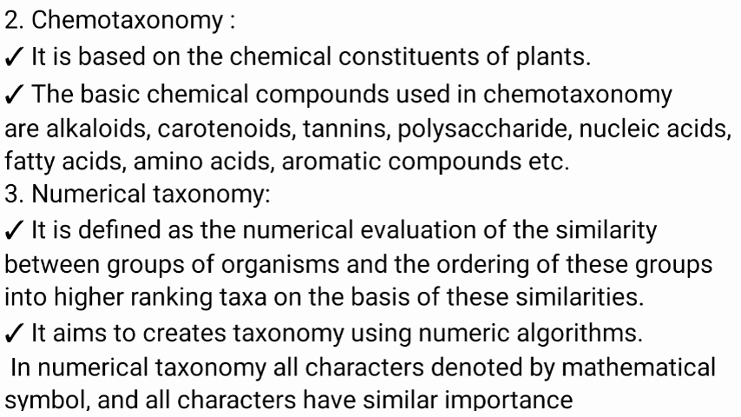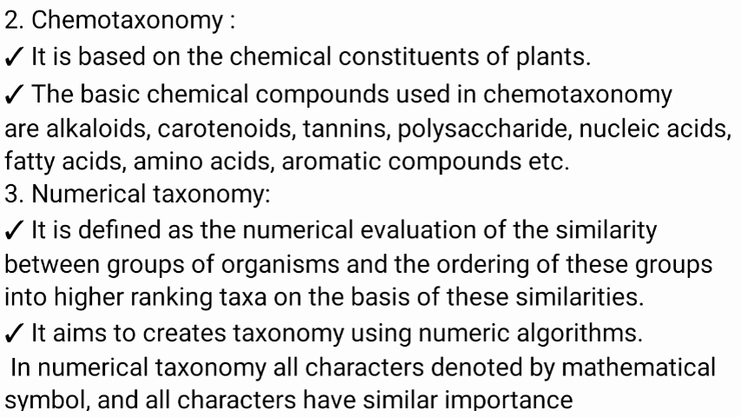The basic chemical compounds used in chemotaxonomy are alkaloids, carotenoids, tannins, polysaccharides, nucleic acids, fatty acids, amino acids, aromatic compounds, etc. Numerical taxonomy. It is defined as the numerical evaluation of the similarity between groups of organisms and the ordering of these groups into higher ranking taxa on the basis of these similarities.